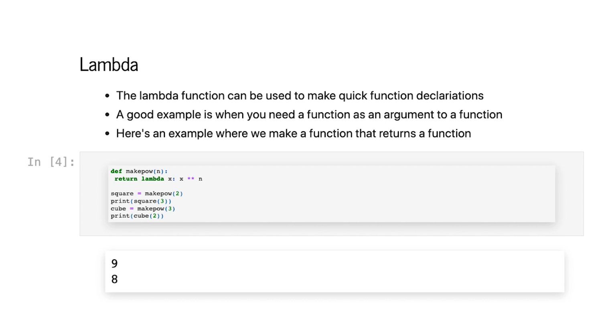Okay? And so if I were to say square equals makePow(2), and then if I were to do square of 3, it gives me 9. If I say cube is makePow(3), then print cube(2), that's going to raise 2 to the 3rd power. So makePow is taking an argument, which is an integer, and then creating a function that raises an argument to that power.